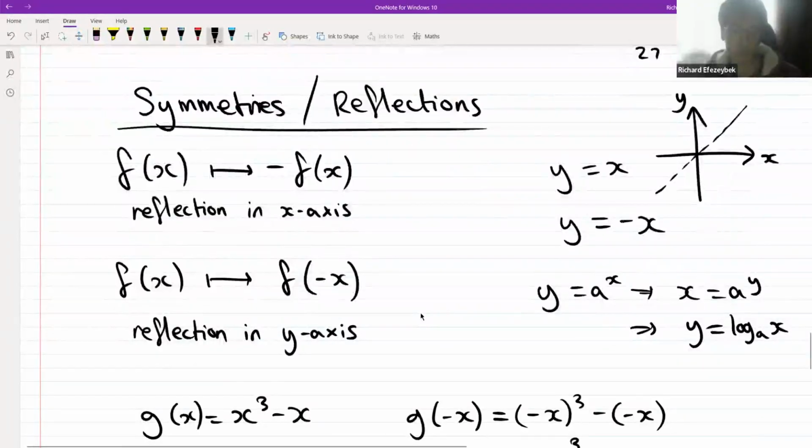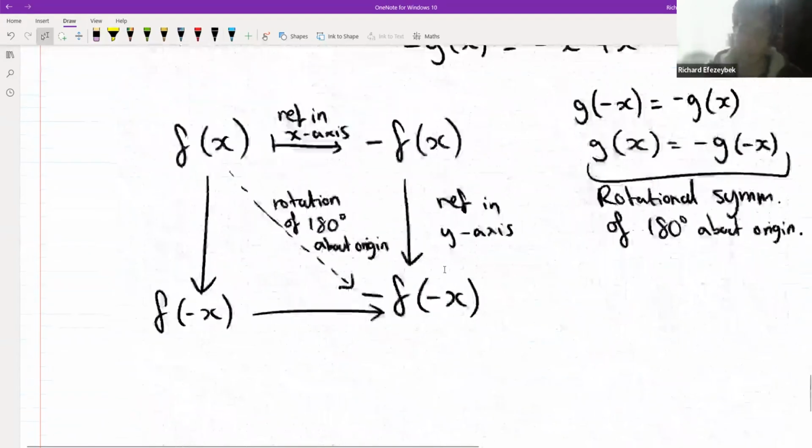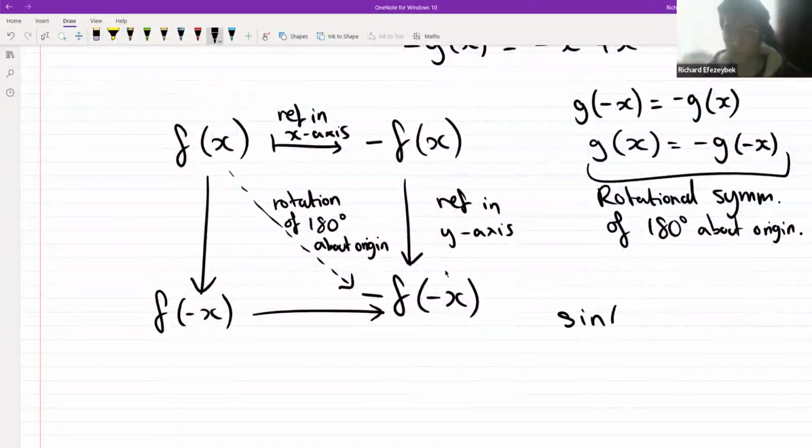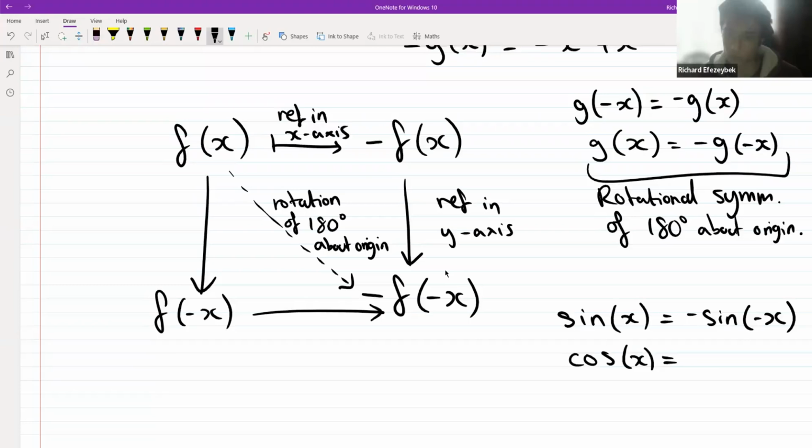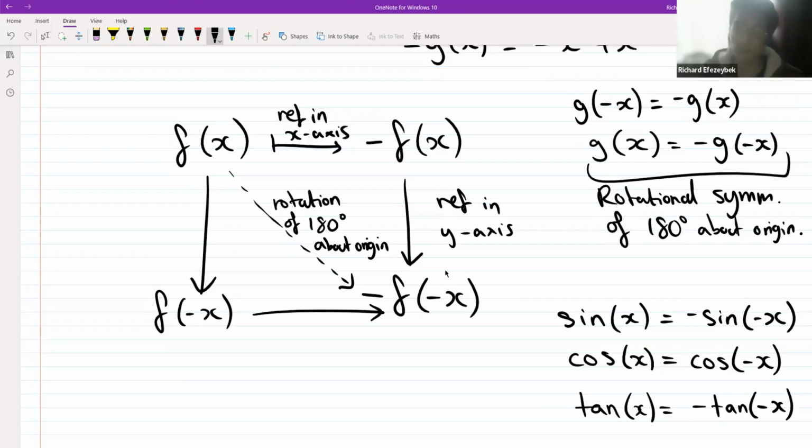If you have a function where it's equal to its negative, then it has symmetry in the x-axis. If you have a function where f of x equals f of minus x, then it has symmetry in the y-axis. A couple of interesting identities related to this: sine x equals minus sine of minus x. That is to say, sine has this rotational symmetry property. You can convince yourself of that from the graph. We also have cos x equals cos of minus x. That's symmetry in the y-axis. And then using trig rules, you can divide these two together to get that tan also has this rotational symmetry.